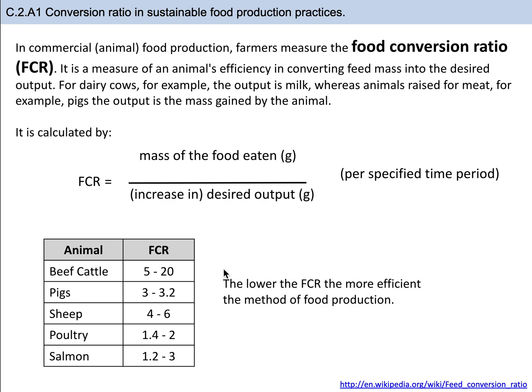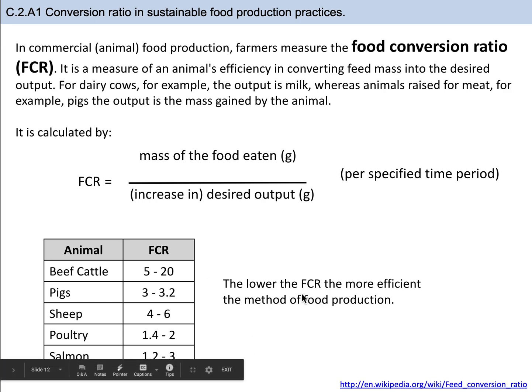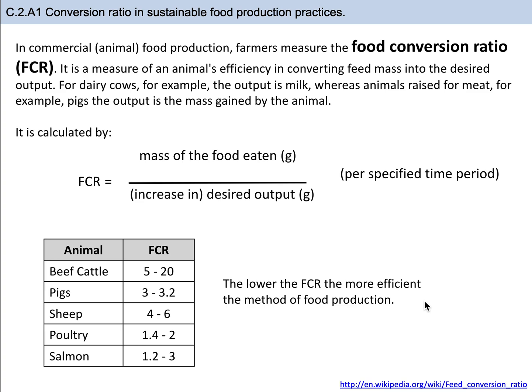And that's going to be over a specific period of time. Usually the FCR for beef cattle is 5 to 20, pigs are 3 to 3.2, and so forth. The lower the FCR, though, the more efficient the method of food production was. So that farmer's goal is to have a lower FCR.